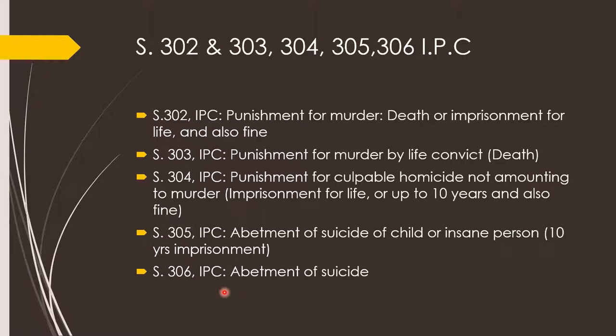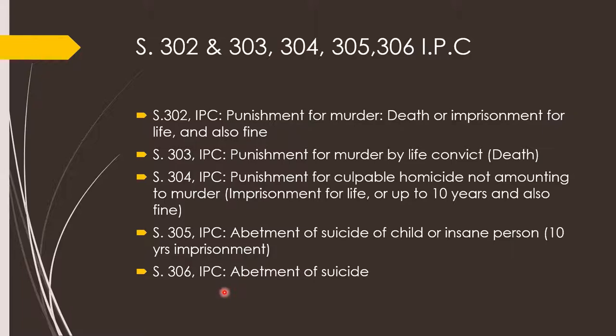So if a murder is done by a life convict who is going through the life sentence, the punishment for murder by a life convict is death or capital punishment. Section 304 IPC is punishment for culpable homicide not amounting to murder. The punishment is imprisonment for life or up to 10 years and also fine.